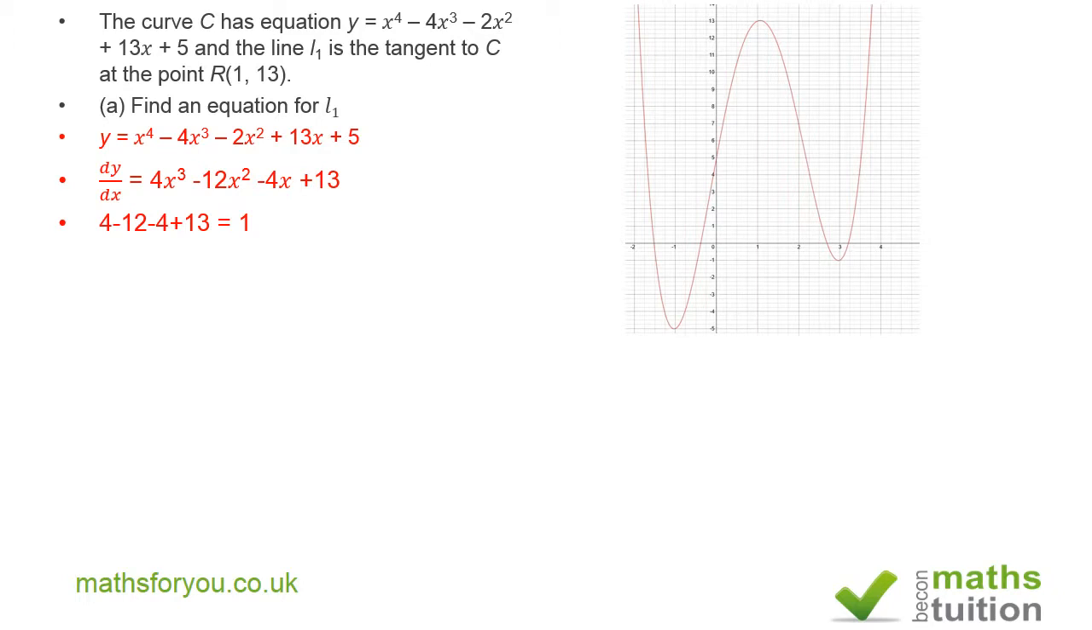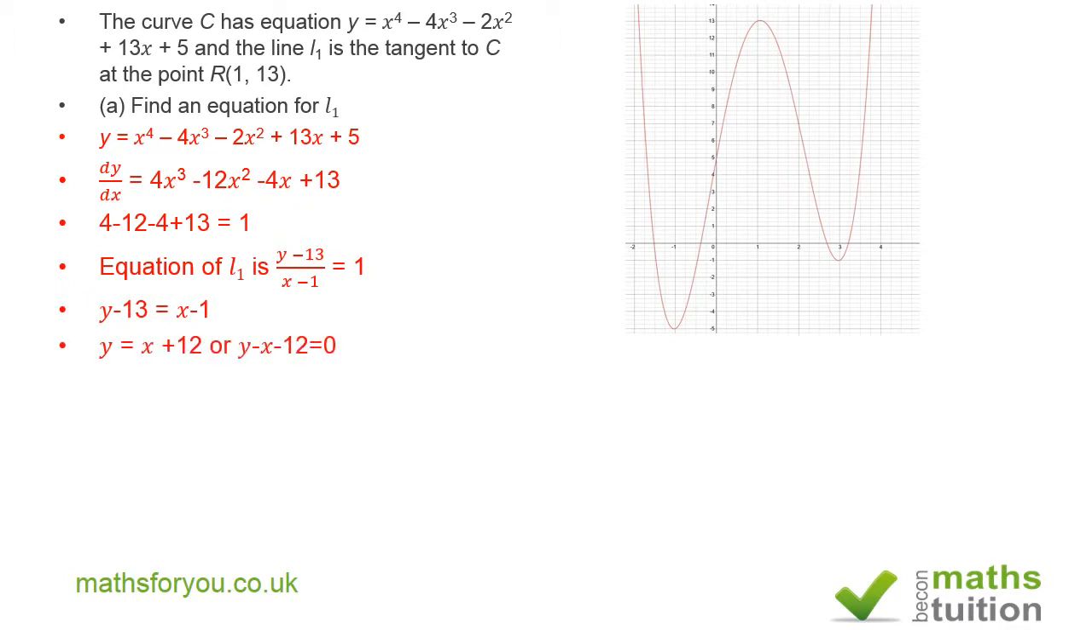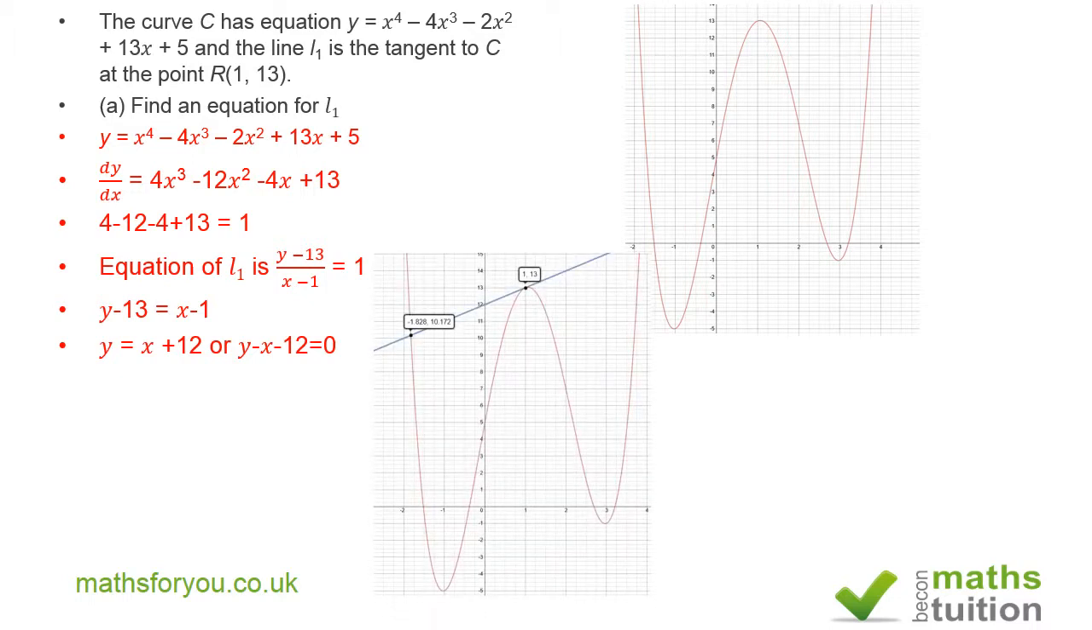Now to find the equation of L1, we do y minus 13 divided by x minus 1 is equal to 1. When you simplify, you end up with y minus 13 is equal to x minus 1, or if you like, y is equal to x plus 12, or if you wish, y minus x minus 12 is equal to 0. So that's the first part done. And L1 is going to be this here. So that's your L1 there. Hope that makes some sense. Right, next slide.